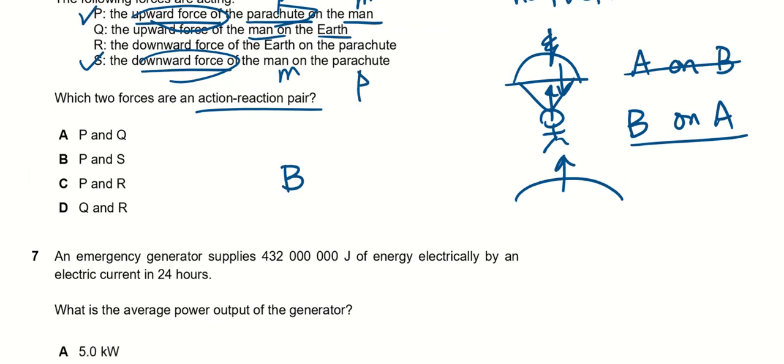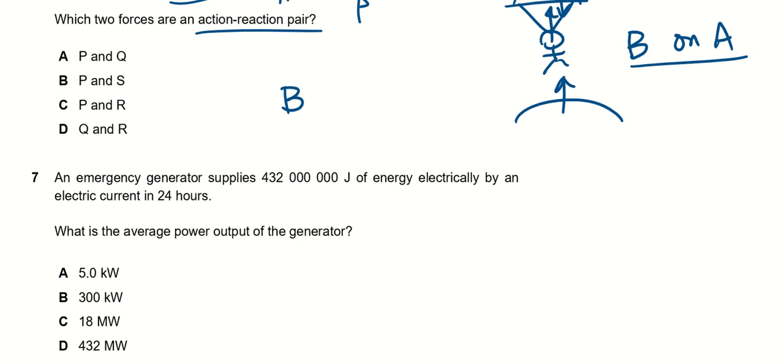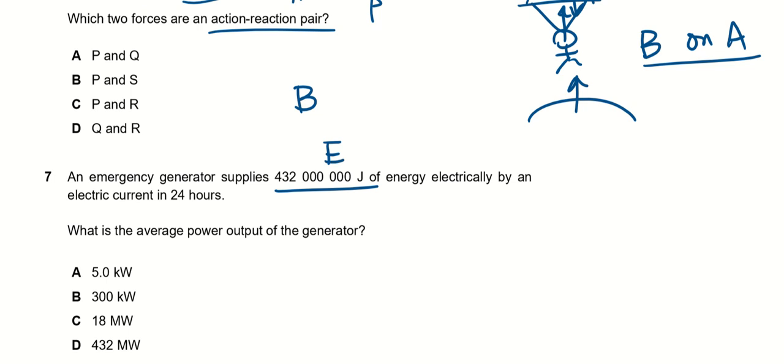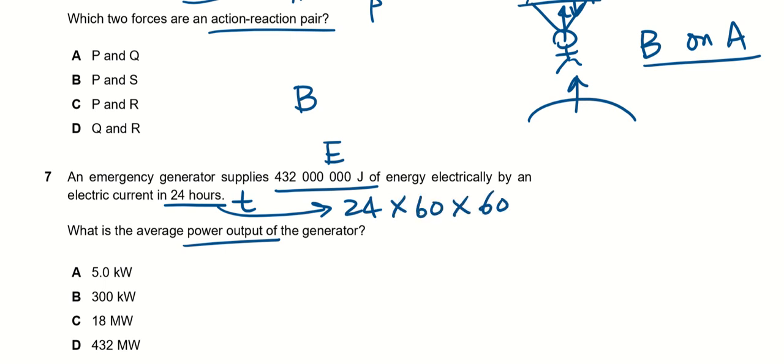Alright. Now question 7, emergency generator supplies 432,000,000 joules. This is actually the energy supplied electrically by electric current in 24 hours. So this is the time, right? So what's the average power output? So for this, I actually need to convert it to SI unit, which is seconds. Okay, so this is joules, right? So this is SI unit. Then this is energy, so everything must be in SI unit. That's why my time, I must change it to seconds.